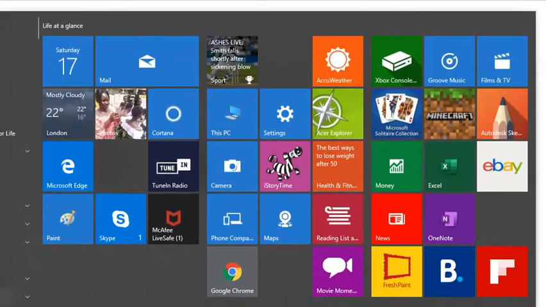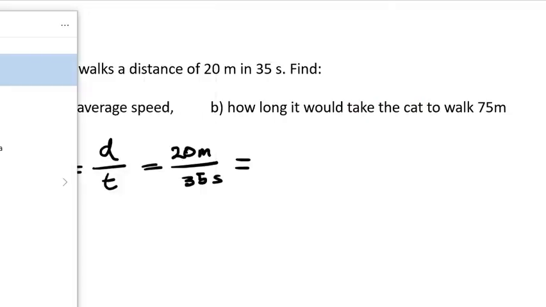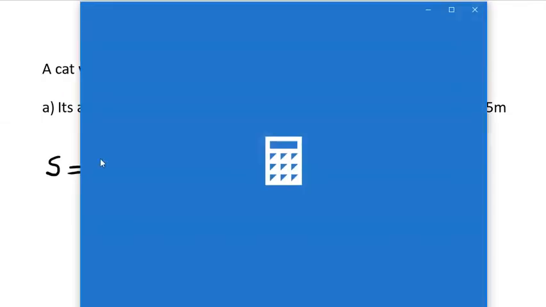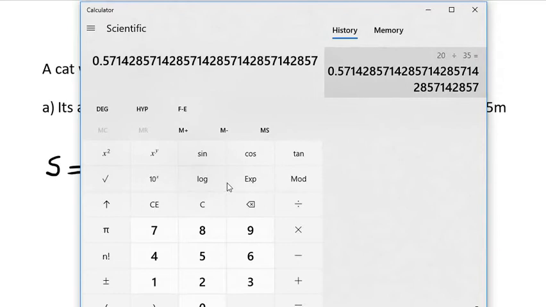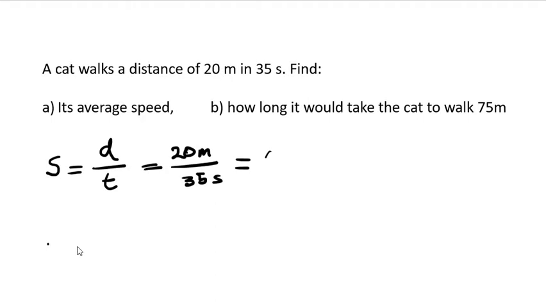So why don't I just open my calculator, and I'm sure you will do the same. So here's our calculator. We're doing distance, which we said was 20, divided by the time taken, which was 35. And so the answer is 0.57142. But we'll round it to 2 decimal places. So 0.57 meters per second. So the average speed is 0.57 meters per second.